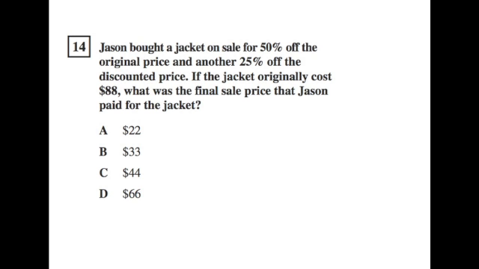The most important thing I can give you in advice for this problem is see how it takes off 50% and then takes off 25%. Do not add these up. The reason you don't want to add them up is because taking 50% off of this price right here, that's $88, we're going to get a new price for the jacket, and then we're going to take 25% off of that new price. If you add them up together, you're going to be taking 75% off the original price, which is not the same thing.